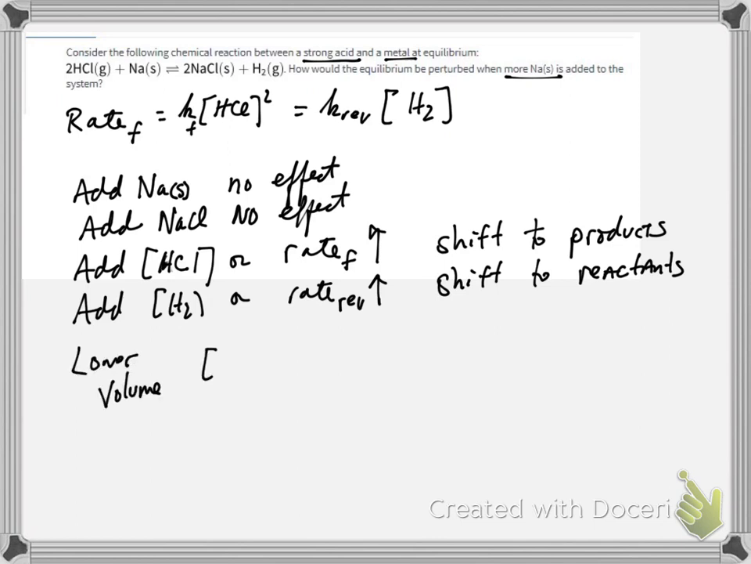What happens if we lower the volume? So this is a question that's often asked, especially on homework. So we take a look. Well, how would volume affect this?